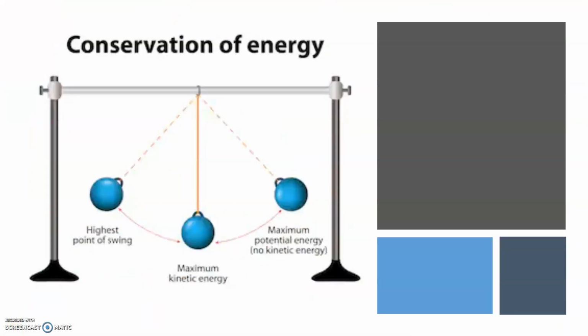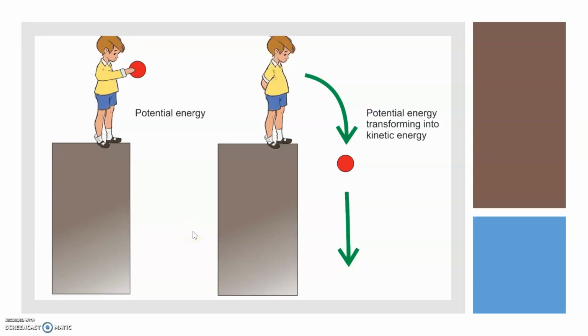So for this pendulum, here at its highest point of swing and here at its highest point of swing, you have maximum potential energy, meaning there's no kinetic energy. It's almost like it pauses here, then it changes direction to swing back down. At this point in the middle, it has maximum kinetic energy. So if you remember back to middle school, kinetic energy is that moving energy. At this point, this ball is moving the fastest.